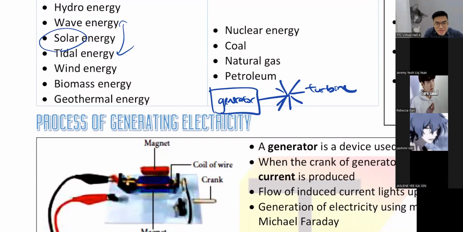Oh, is it? Oh, okay, interesting. I think that's in France, right? Because mostly tidal is in France.